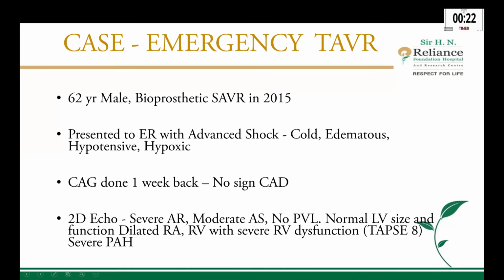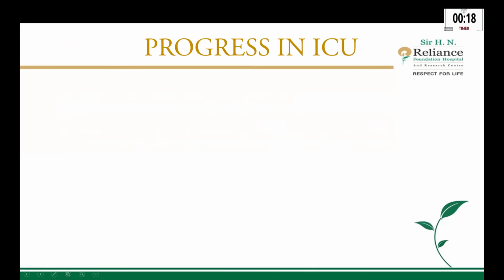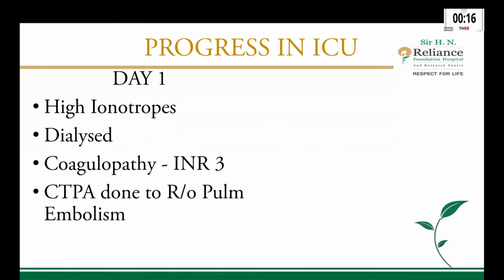dilated RA, dilated RV, severe RV dysfunction, and severe pulmonary hypertension. The patient is in the ICU now, on high inotropes, on dialysis. Because of congestion, there is a coagulopathy with PT-INR of 3. CT pulmonary angio was done to rule out pulmonary embolism because nobody was able to fathom the right side failure.